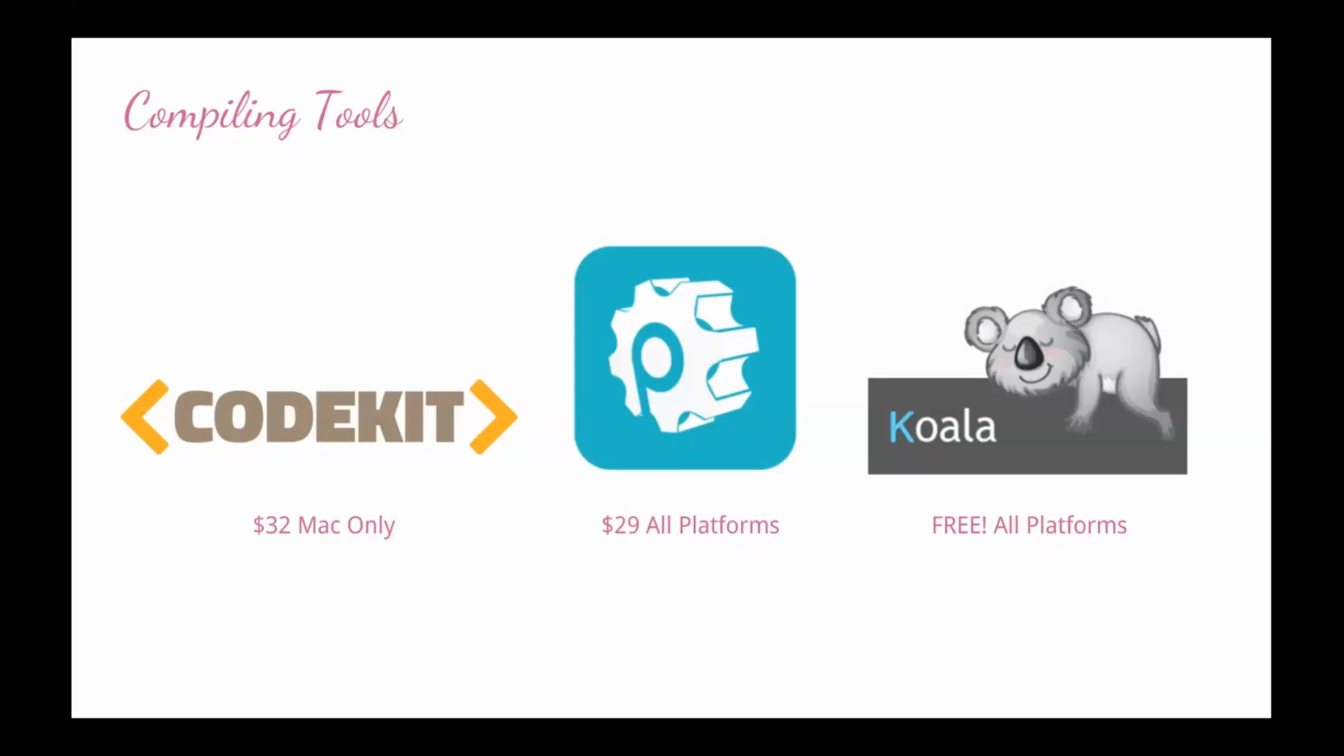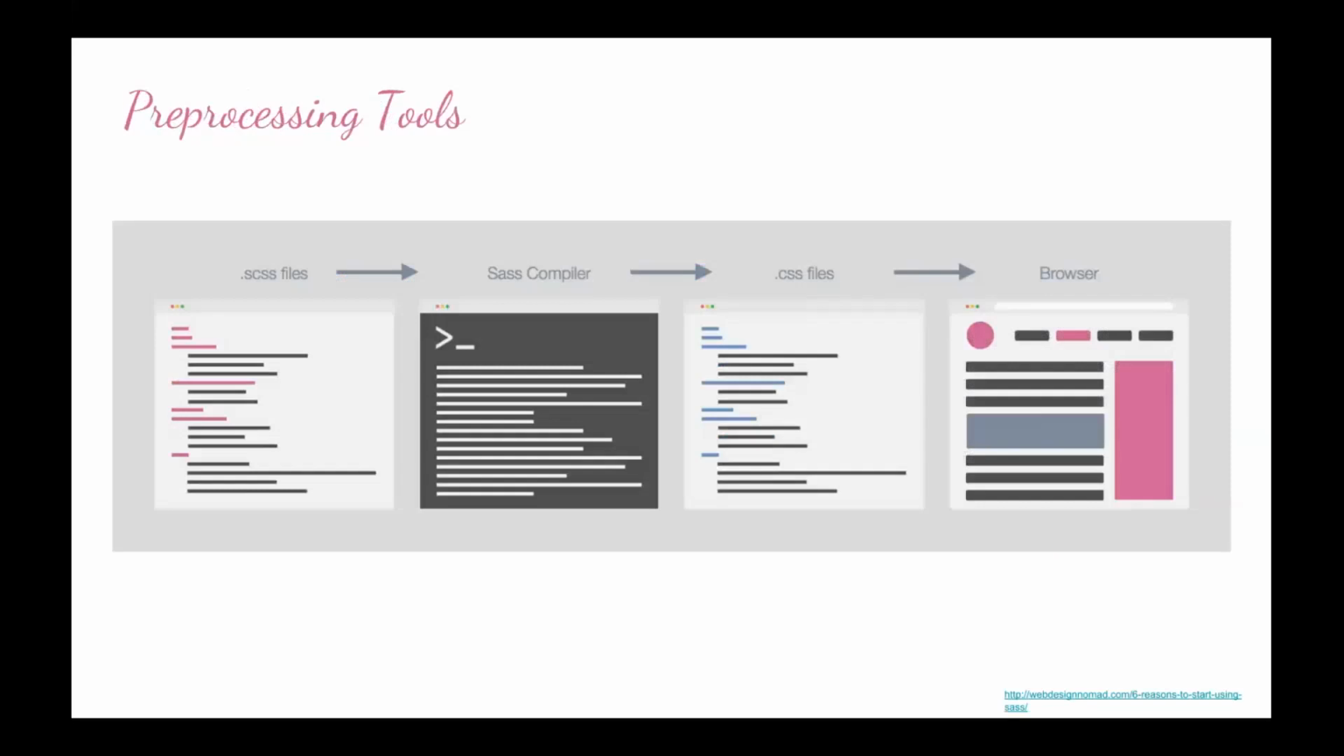I like the fact that whenever I make a change, I get notified that it's good or it's bad, and then it tells me in the line of code where the error is. So I can go directly to it and fix it, no problem. And then there's Koala. Koala is free, and it's available on all platforms. I've heard good things about it. I have not used it, but I have some friends that use it, and they've said good things about it.